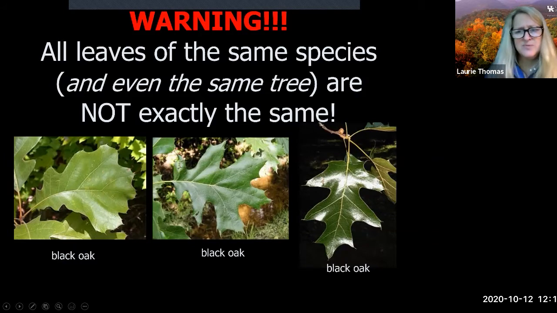And then here, this one's shiny. I mean, their surfaces don't even look the same. And that's all from black oak. Well, maybe not from the same tree. It is from black oak. So you want to make sure you look at numerous leaves.